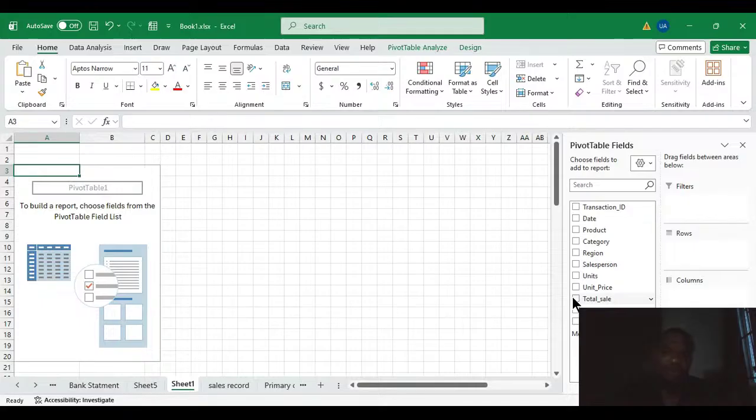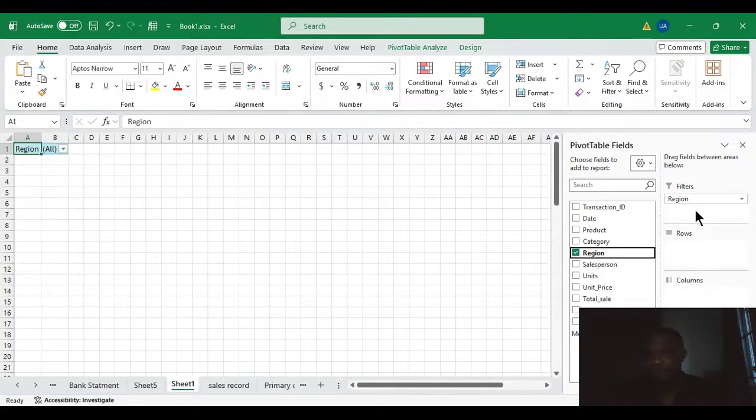Now, another thing you can also do is to use this filter field here. You can use the filter field, the column field and the value. Now, how can you do that? Let's assume that we want to know what region has the highest sales and who has the highest sales in that region. So I'm going to bring my region up here. Then I'll bring my salesperson into rows.